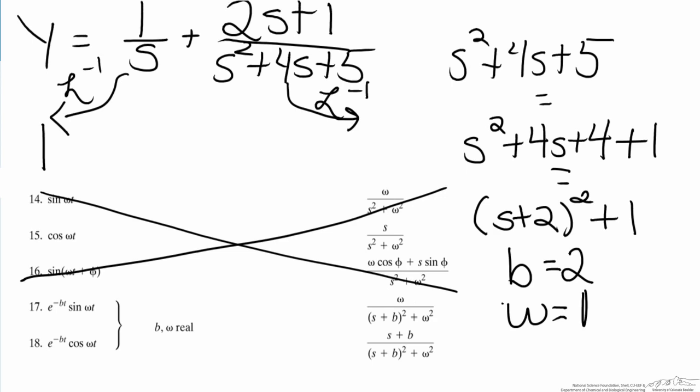But looking at this, we hit a little bit of a problem. If we substitute omega and b in, what we have is 1 for this part here, and for this part here we have s plus 2. The problem is that our numerator is 2s plus 1. So what we're going to have to do is find a way to turn 2s plus 1, our numerator, into a linear combination of the 1 and the s plus 2.